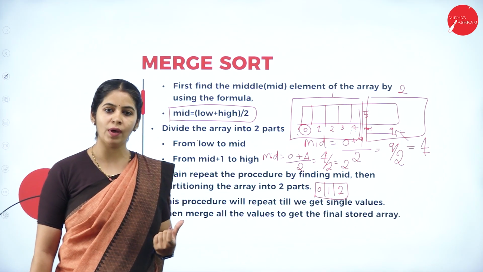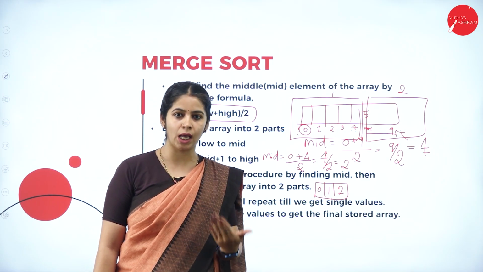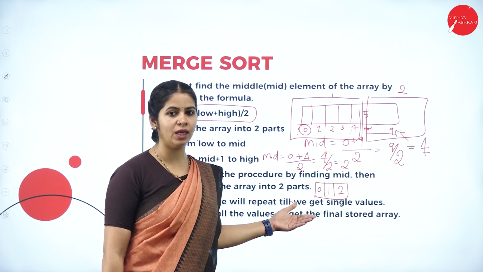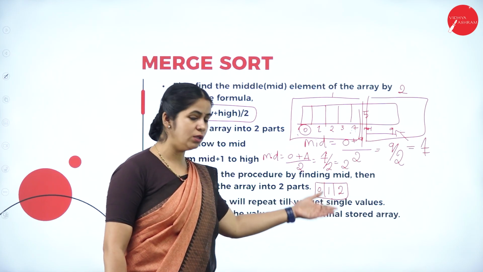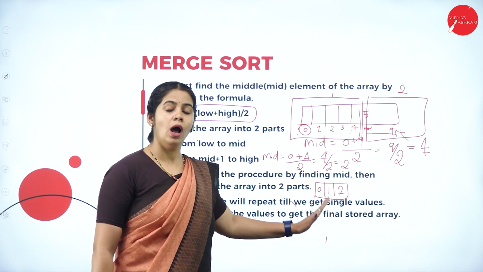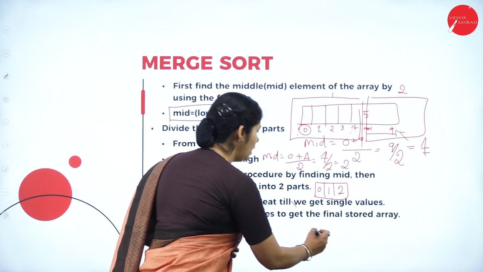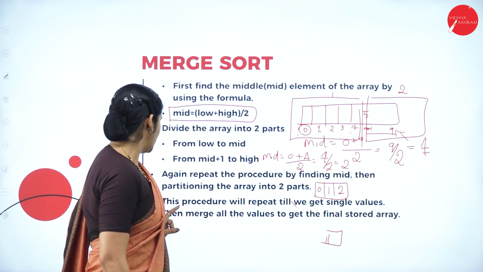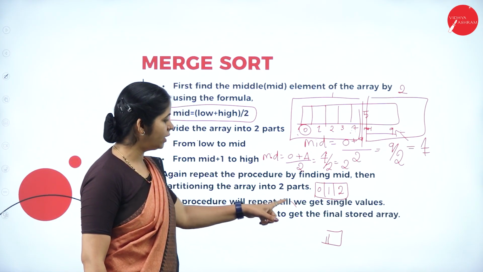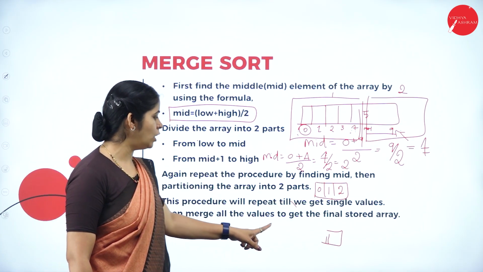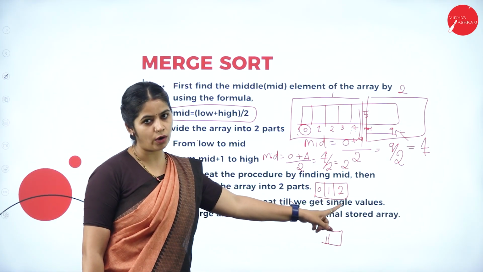Okay, so you have to keep on repeating until you find the atomic value. What is atomic value? Which is not divisible again. That value is called the atomic value. In this case, we can continue this division using recursion. How long? Till we reach a single element of the array. This procedure will be repeated till we get the single values. Then merge all the values to get the final sorted array.